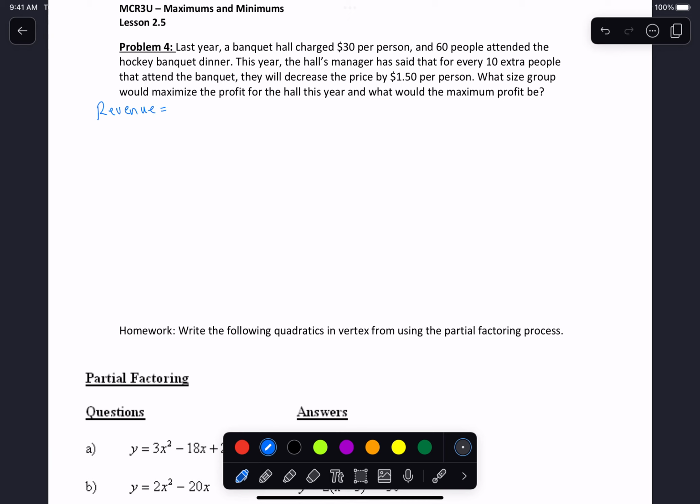Yeah, the number of something you sell multiplied by how much you sell it for. Always and forever.